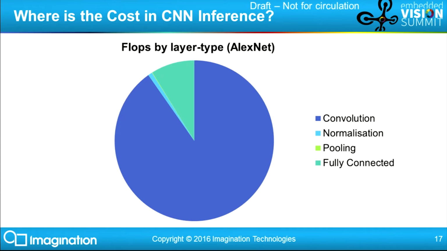And this is for AlexNet. You can see that the floating point operations, or operations if you choose to do it in fixed point, are dominated by the convolution operation. So we're just going to look a bit at how to optimize convolutions. And particularly, people will often use a matrix multiplication as a way of implementing convolution.